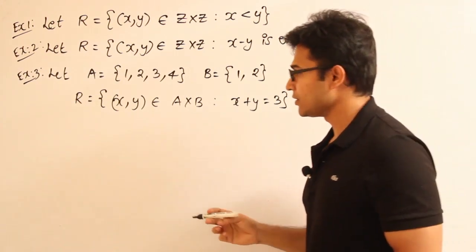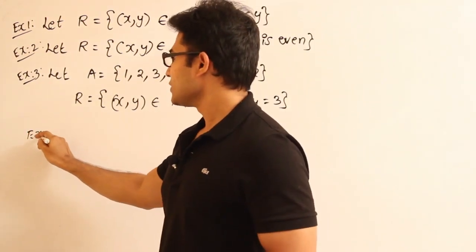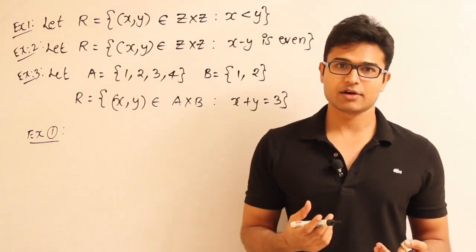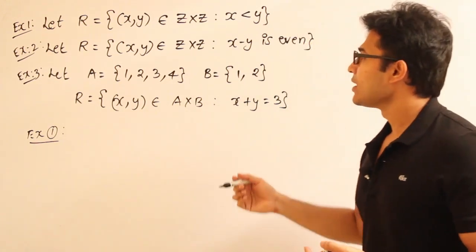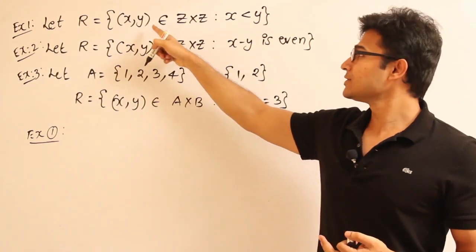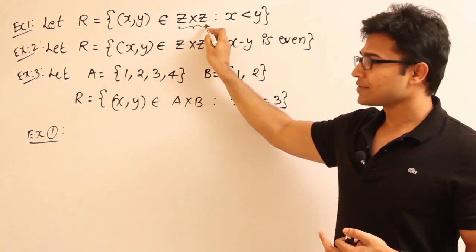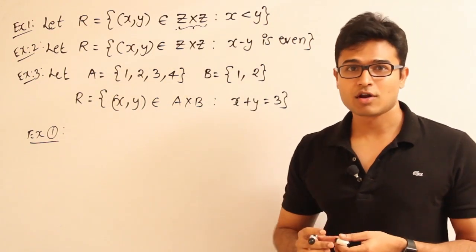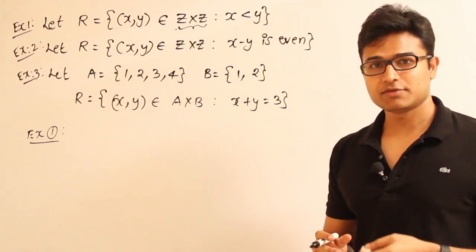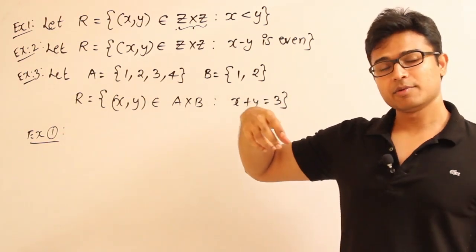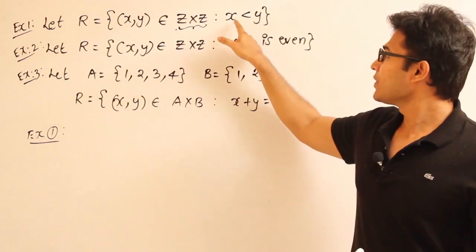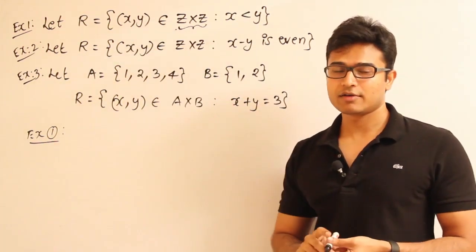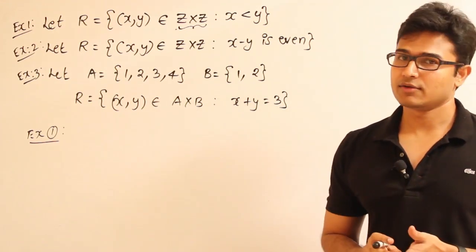So example 1. Now can you tell me some examples, or at least give me some elements which are present in R? What I am trying to say here is, R is a relation which is a subset of the set Z cross Z, where Z is the set of all integers. So we are dealing with the set of all possible pairs of integers, and the pair will be present in the relation whenever x is less than y, which means if the first element is less than the second element, that will be present in R. So it is going to be infinite for sure.